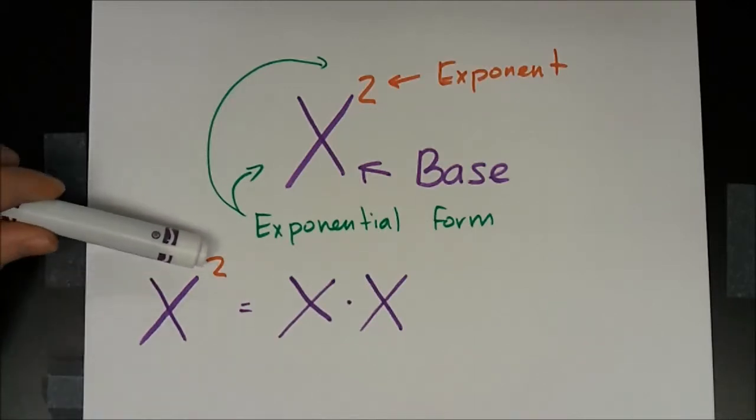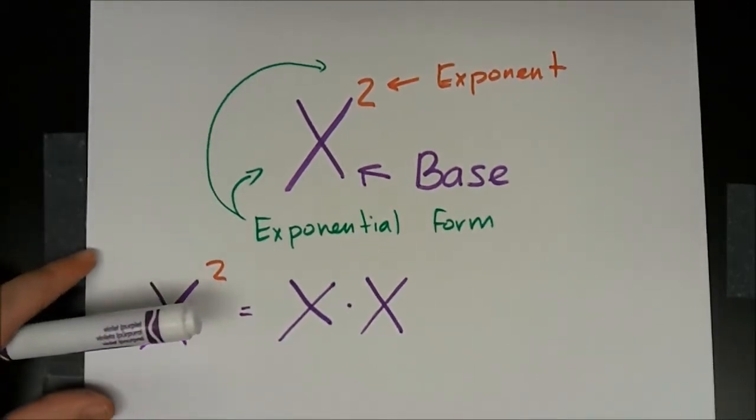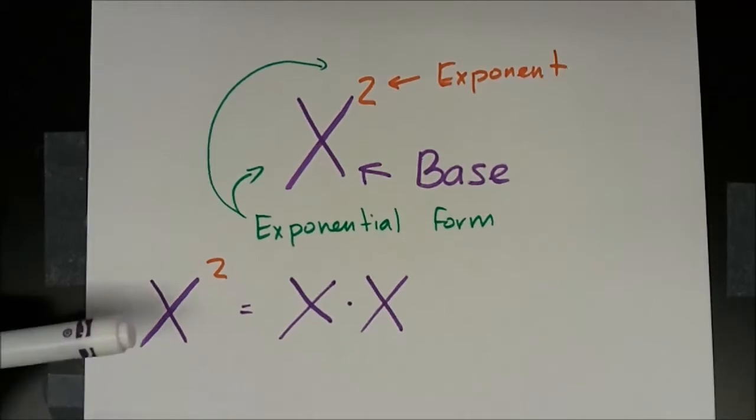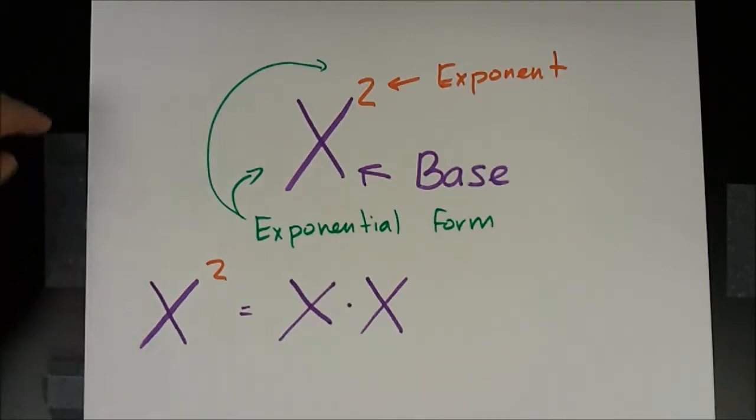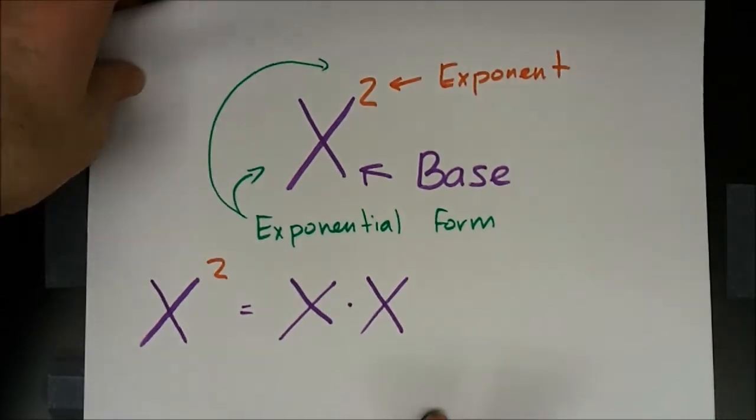The exponent tells me and you how many times you should multiply the base against itself. In this case, the exponent was 2, which means we multiply the base, and the base was x, against itself twice, x times x, and you're done. This is exponential form. This is not exponential form. Any questions? It really is that easy. So let's take a look at some examples, and let's see if we can make this a fairly short lesson.